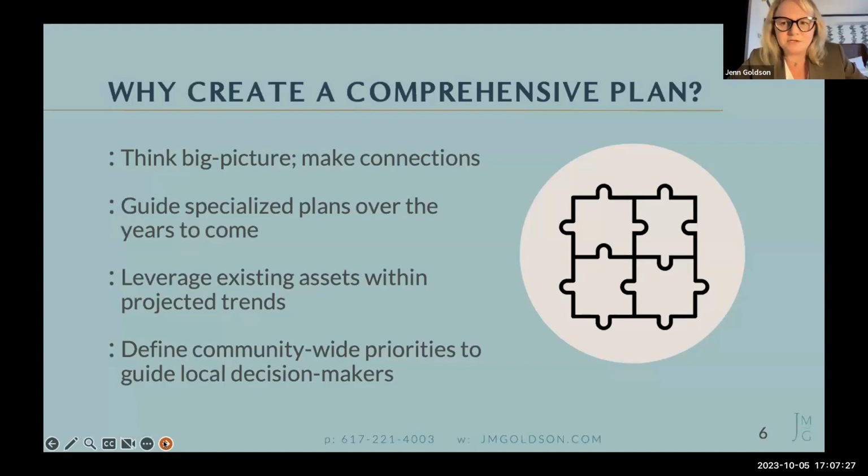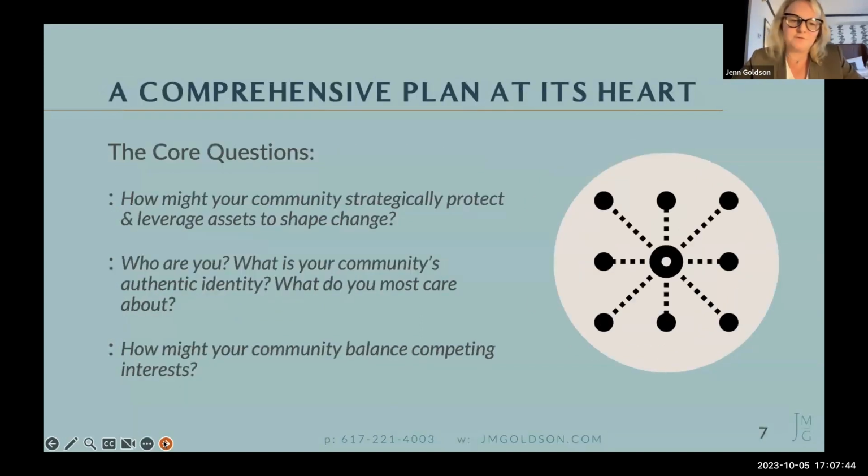There's lots of competing interests in every community. And so future decision makers will be guided by this plan because the community will have really told them through this planning effort what our priorities are and where we want you, local decision makers, to focus your energy, focus your time, focus your funding.